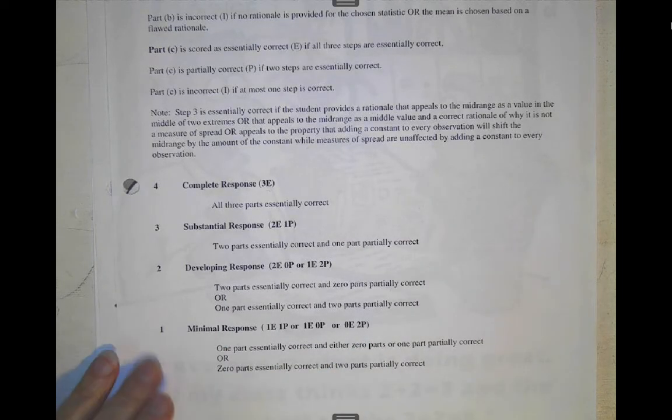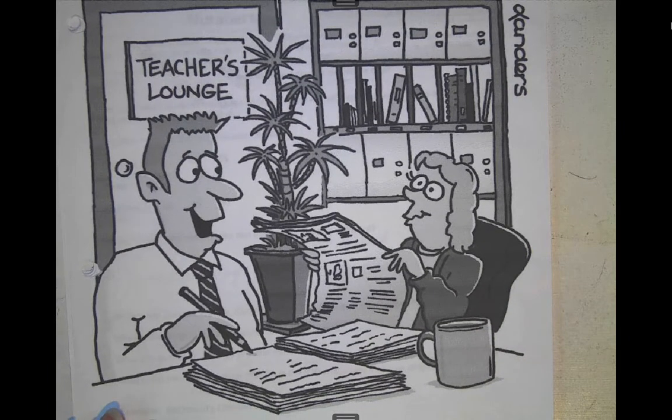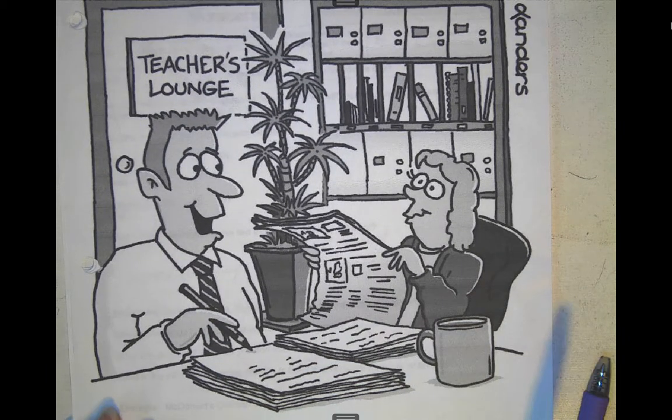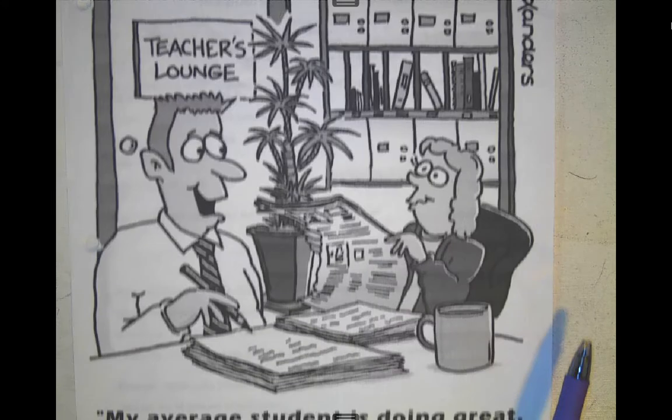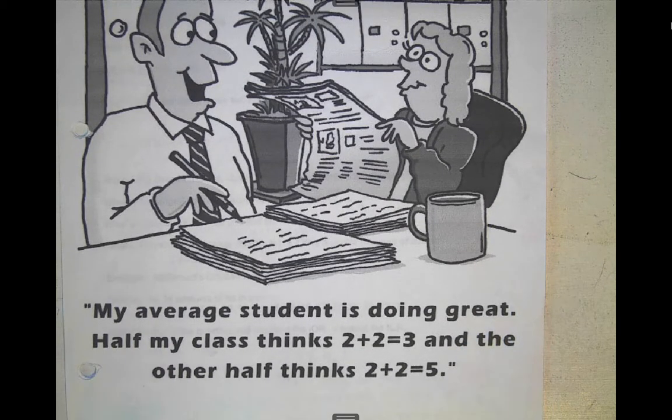Okay? All right, here's your stats humor for the day. Here are 2 teachers hanging out in the teacher lounge, grading papers, reading the newspaper. And then this one says, my average student is doing great. Half my class thinks 2 plus 2 is 3, and the other half thinks 2 plus 2 is 5. Get it? The average would be 4. So the average student.